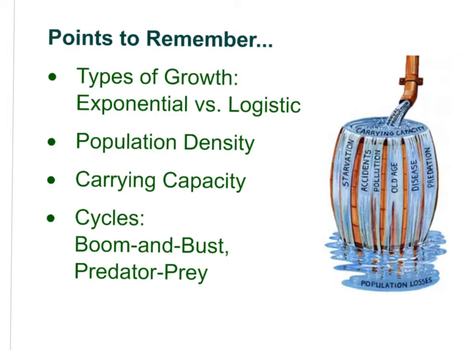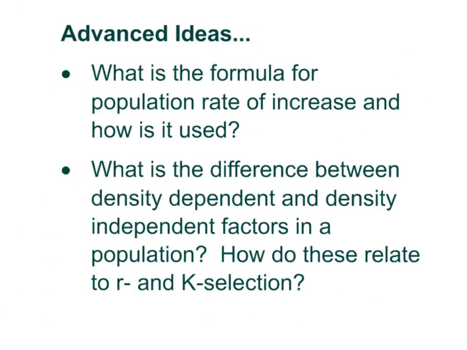So some main points to remember in this. Types of growth, exponential versus logistic. What does that look like on a graph? And see if you can think of how to explain that. Population density. What is that? How does it affect populations? What's the carrying capacity? And our different cycles are the boom and bust cycle, and then the predator-prey cycle.